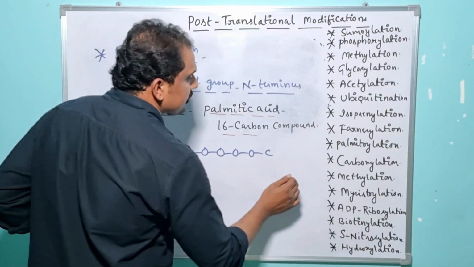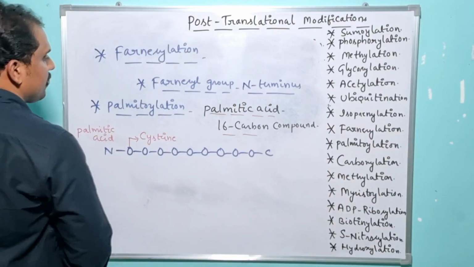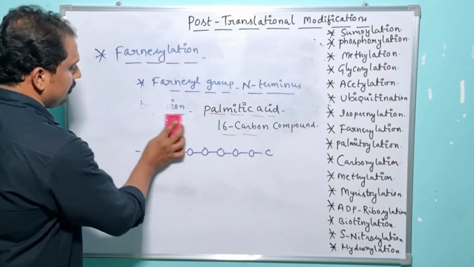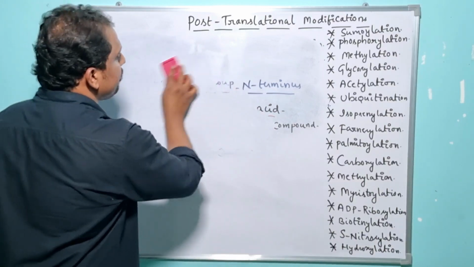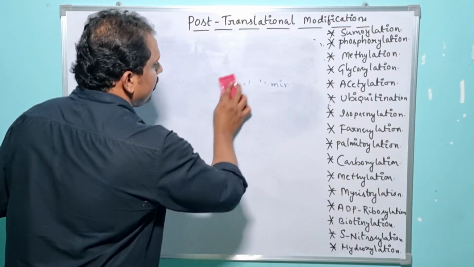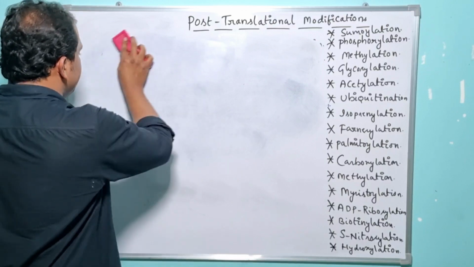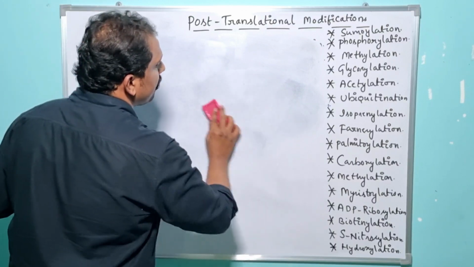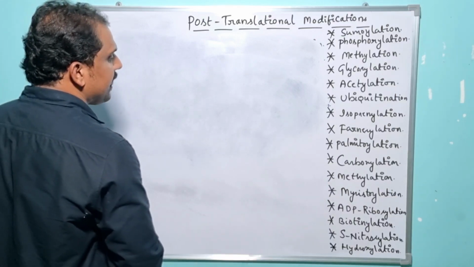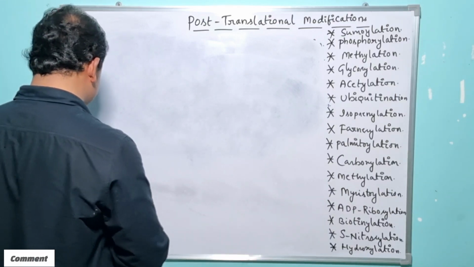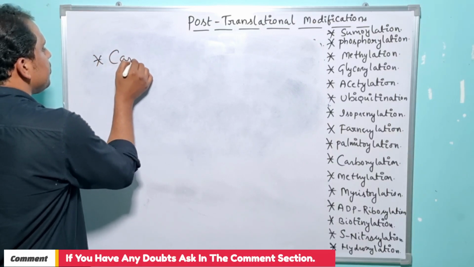And the next specialized post-translational modification is carboxylation, right? Carboxylation is a specialized post-translational modification most commonly observed in blood clotting proteins. In order to induce blood coagulation, the specific mechanism takes advantage of carboxylation. So let me write it here. Carboxylation, right?